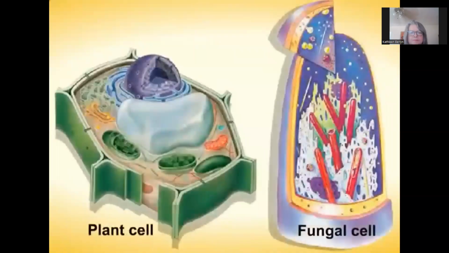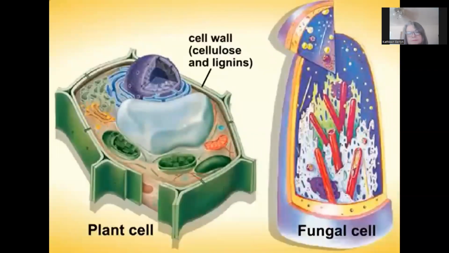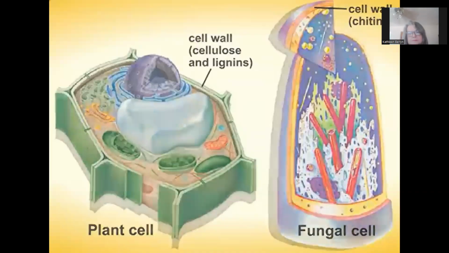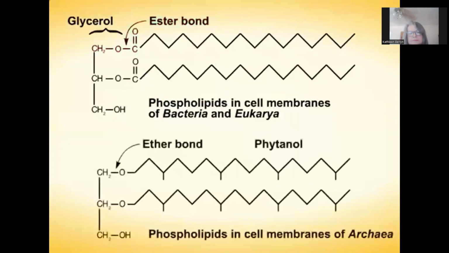Cell walls are also present in eukaryotes such as plants, algae, and fungi, but are lacking in animal cells and protozoa. Plant cell walls contain cellulose and lignins, whereas fungal cell walls contain chitin. The cell membranes of bacteria and eukarya contain phospholipids consisting of esters of glycerol, whereas the cell membranes of all archaea contain ethers of glycerol.